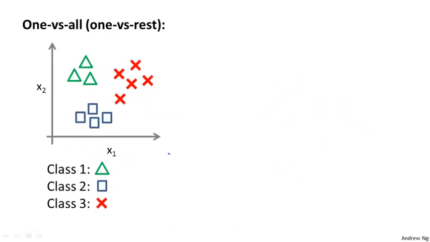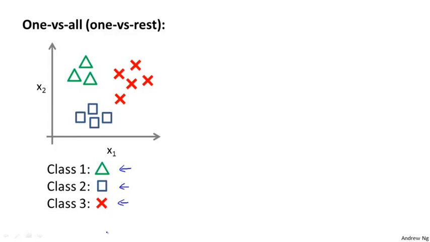Let's say we have a training set like that shown on the left, where we have 3 classes. So if y equals 1, we denote that with a triangle. If y equals 2, the square. And if y equals 3, then the cross. What we're going to do is take our training set and turn this into 3 separate binary classification problems, or turn this into 3 separate 2-class classification problems.